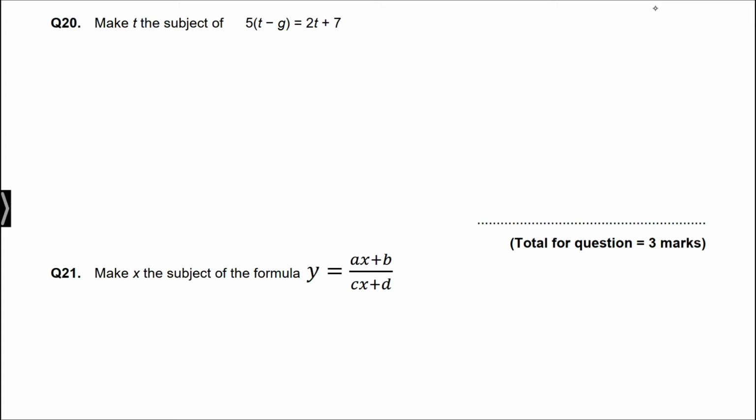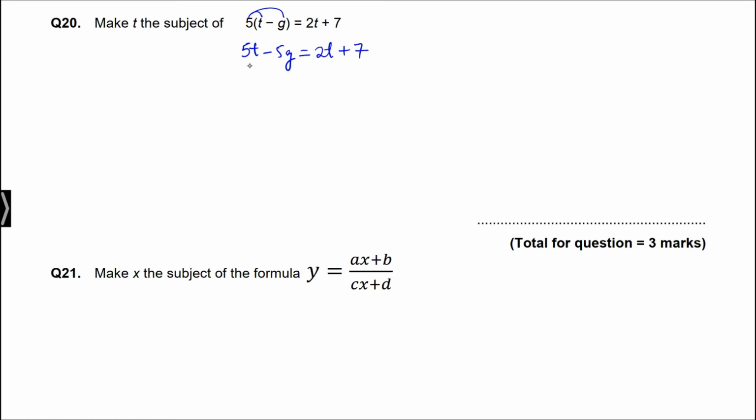In this question, we are required to make t the subject of the formula. So you can start by expanding the bracket. If we expand this bracket, we'll have 5t minus 5g is equal to 2t plus 7.